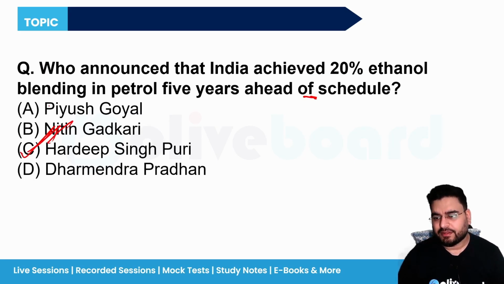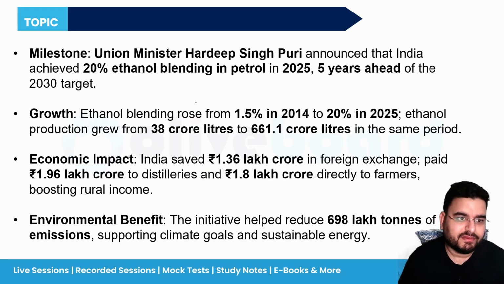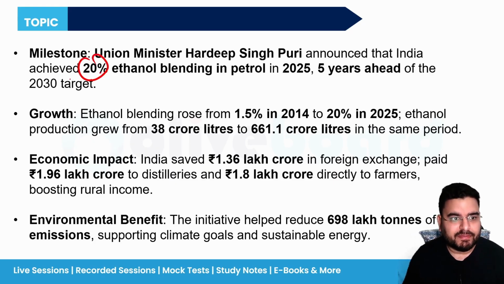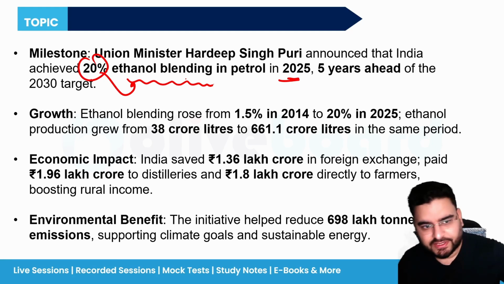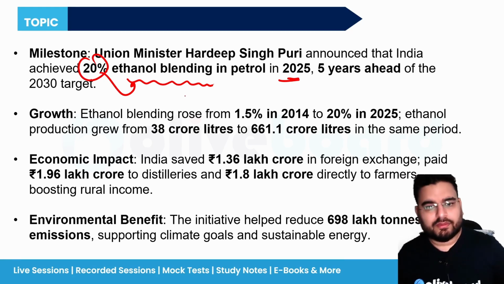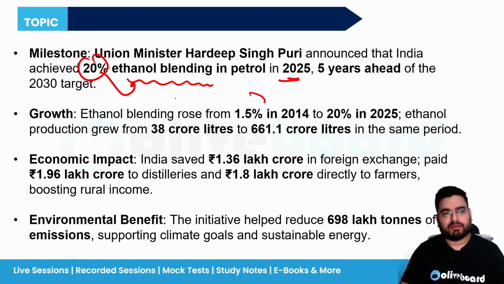Okay. So let's see the news, which is more important. India has achieved the 20% ethanol blending in petrol in 2025. We have actually done really good. 5 years before the target, we have achieved this. In 2014, it was 1.5%. Now in 2025, within 10 years, you can say we have achieved 20%.